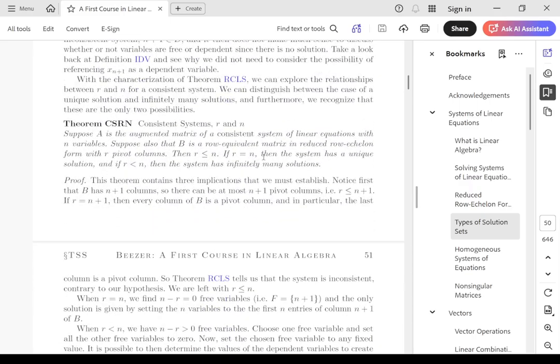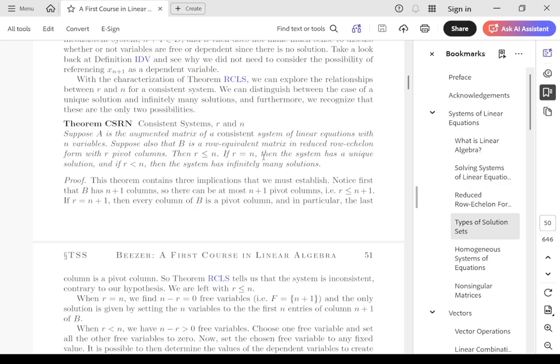So now we look at consistent systems. We now know how to spot an inconsistent system, by having that n plus 1 column be a pivot column. But now we're going to turn our attention to a consistent system and take a look at the letter R previously discussed in this section, the number of variables, how those are related and what that tells us about the solution. That comes from this theorem, CSRN.